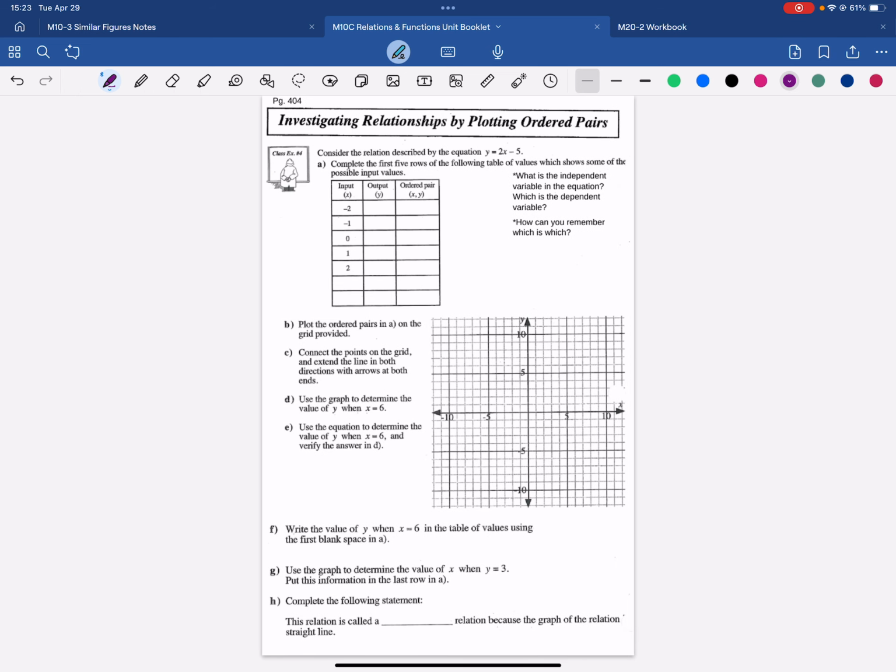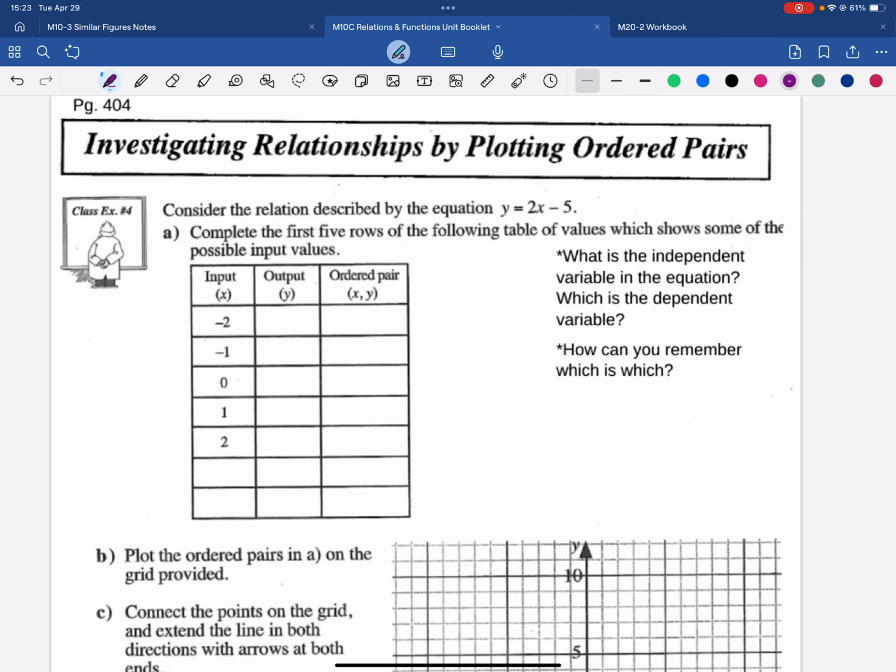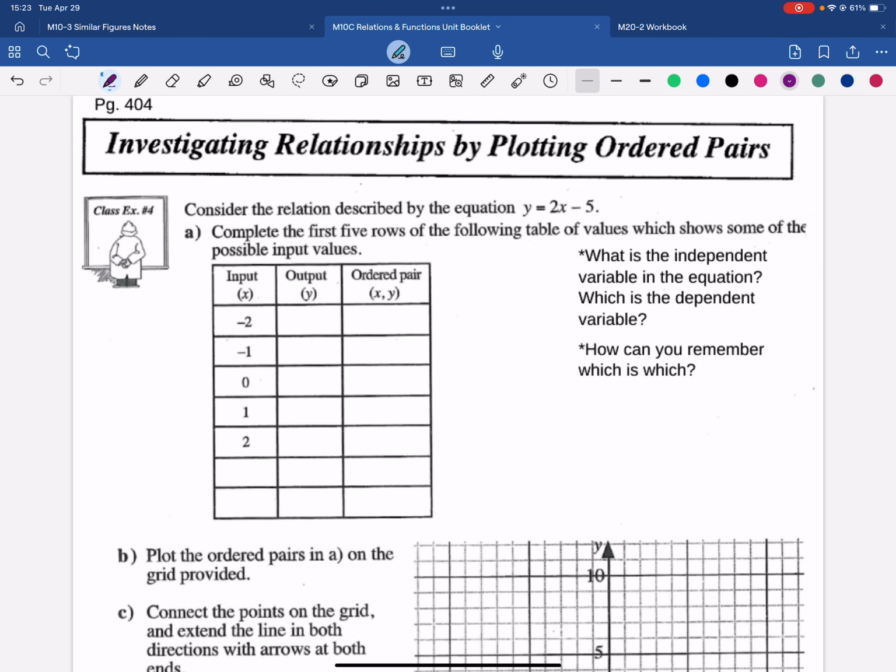Okay, this is in your workbook, page 404. We're going to put all of it together. Okay, so we are given the equation y equals 2x minus 5. Complete the first 5 rows of the table, which show some of the possible input values.